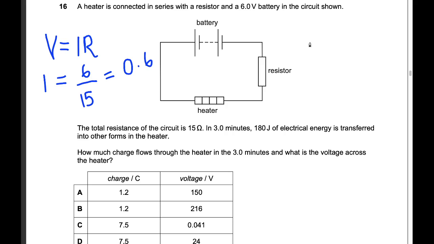If we use I times T, current times time equals charge, then we can work out this charge in coulombs. So it's 3 minutes, so that's 3 times 60, which is 180. So I'm going to use 180 times 0.6. So this is like saying 60%. 10% is 18. 6 times 18, what's that? 108? I think it's 108.